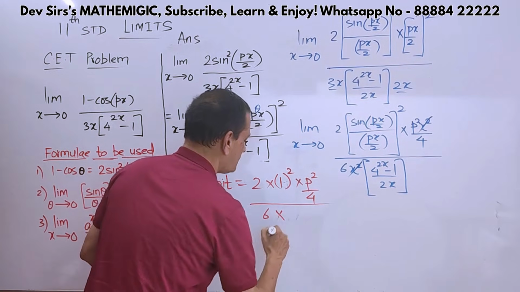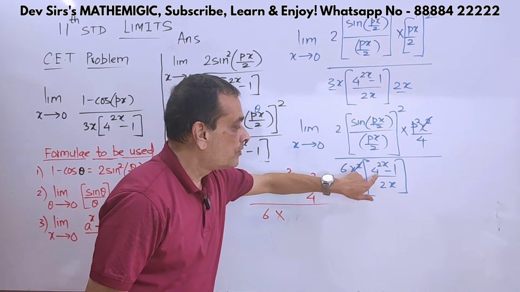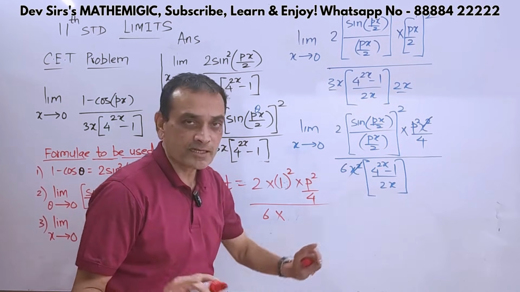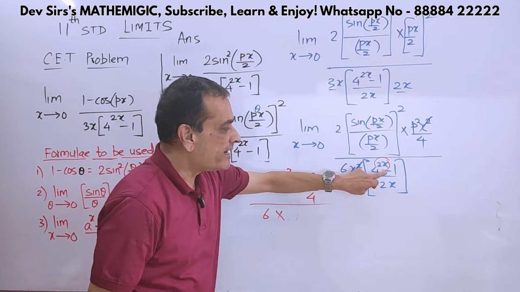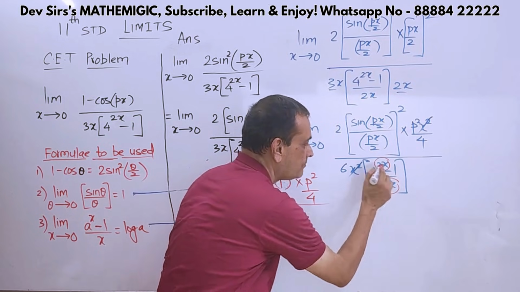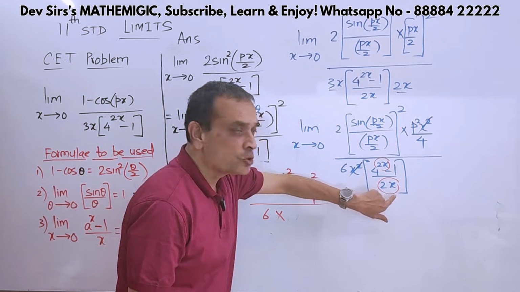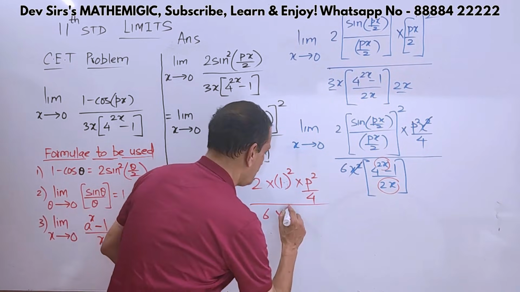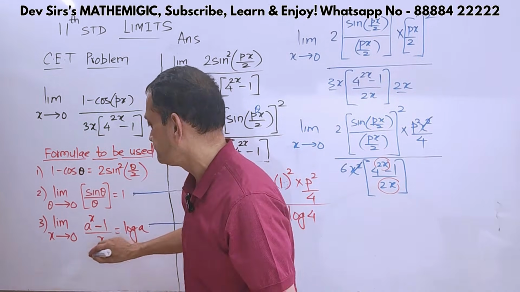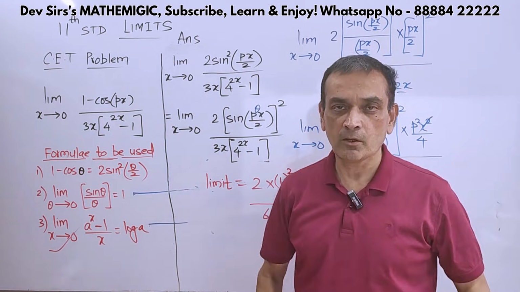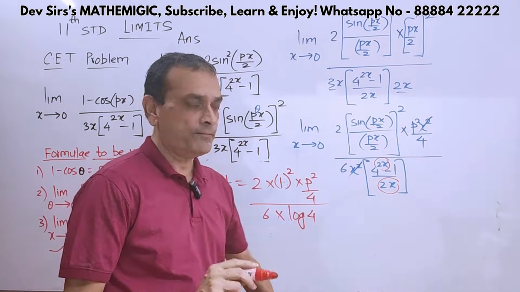6. Tell me, what is a raised to x minus 1 upon x? Don't worry, it is 2x instead of x, I know. a raised to x minus 1 upon x is log a. So 4 raised to 2x minus 1 upon 2x is log 4. As simple as that. This is the exponential formula. Okay, that's our answer. Now let's see what answer was given in CET.